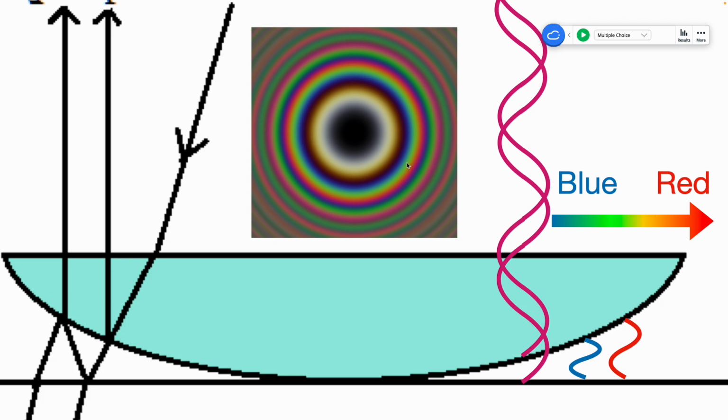So this is also the reason why a bubble has color, because the bubble film can have different thickness at different parts, and different colors have constructive interference at different parts. That's your homework, by the way. So any question?